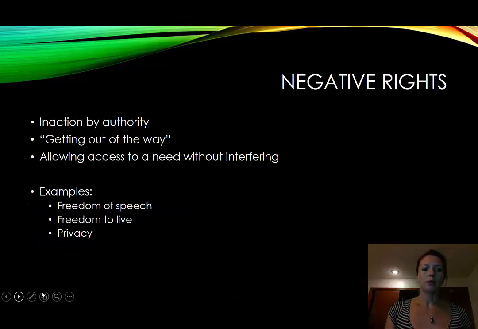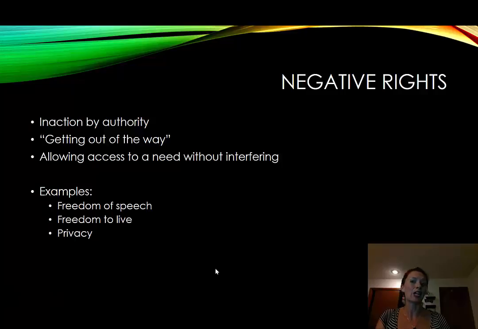the examples of these. Negative rights can most easily be thought of as an inaction by the authority. Of course, for our cases, the government is going to be the authority that we're primarily talking about. This means that the government doesn't get in the way of your activities. In other words, you have a right to do certain things and no one has the right to infringe on those activities. It's the government getting out of your business.